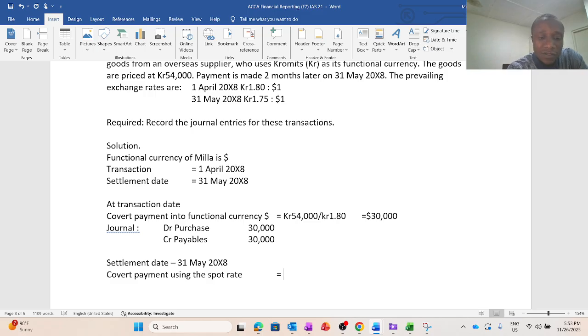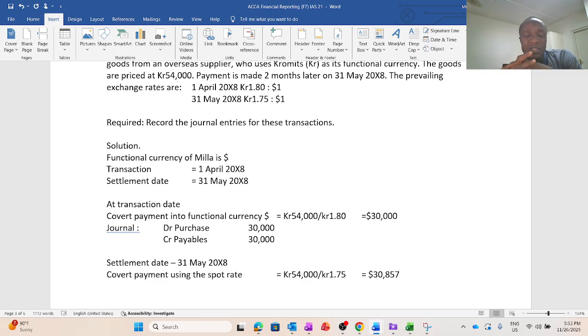So now the 54,000 divided by 1.75. So this will give us a dollar amount: 54,000 divided by 1.75 will give us 30,857. So now let's understand the concept.